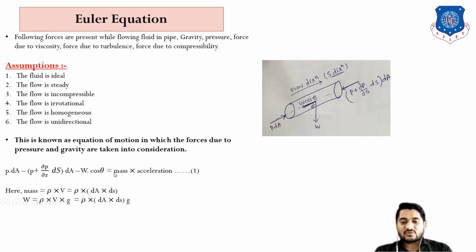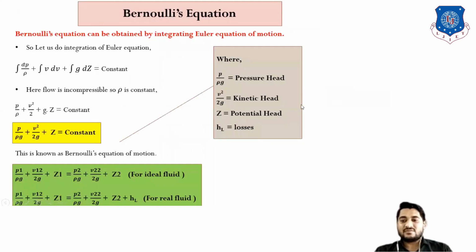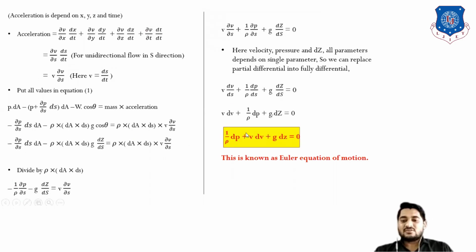Then you have to find simply the value of mass, weight and acceleration. Then put the values of all three parameters in the main equation. Then rearranging the equation will give you the Euler equation. So dP by rho plus VdV plus Z dz is equal to 0. That is known as the Euler equation. Clear? You have to remember this equation.